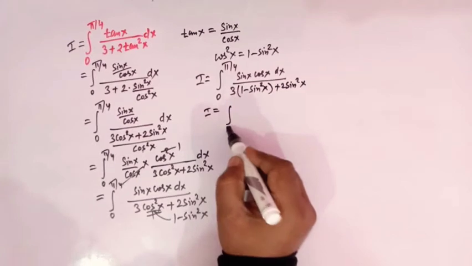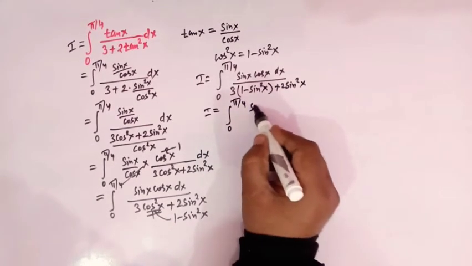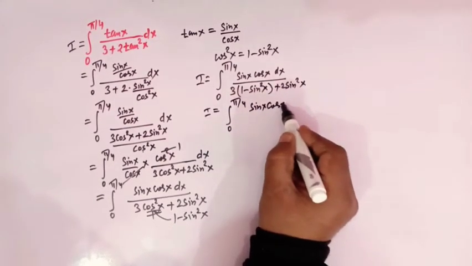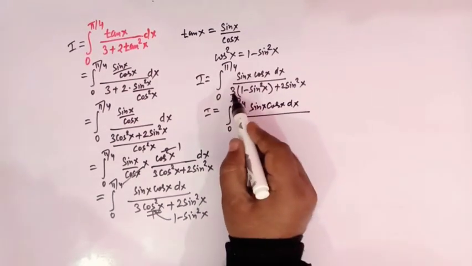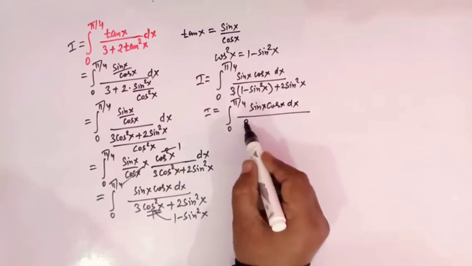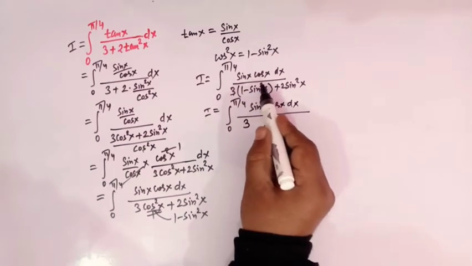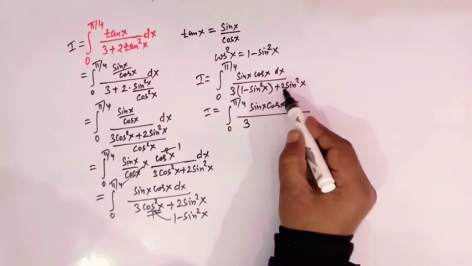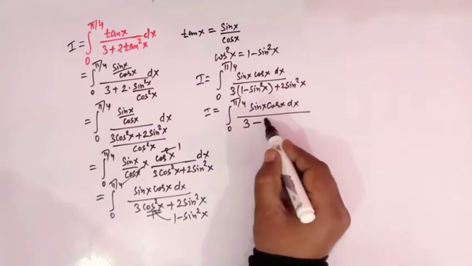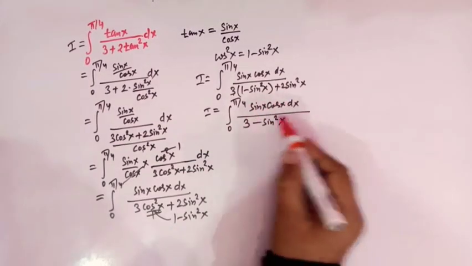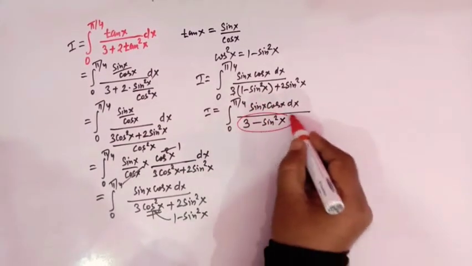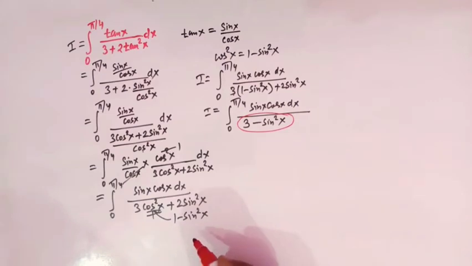Now I is equal to 0 to pi by 4 sin x cos x dx divided by 3 ones are 3, and then we have 3 sin square x, so minus 3 sin square x plus 2 sin square x is minus sin square x, right? So once we have obtained this expression, now we can use the method of substitution, right?